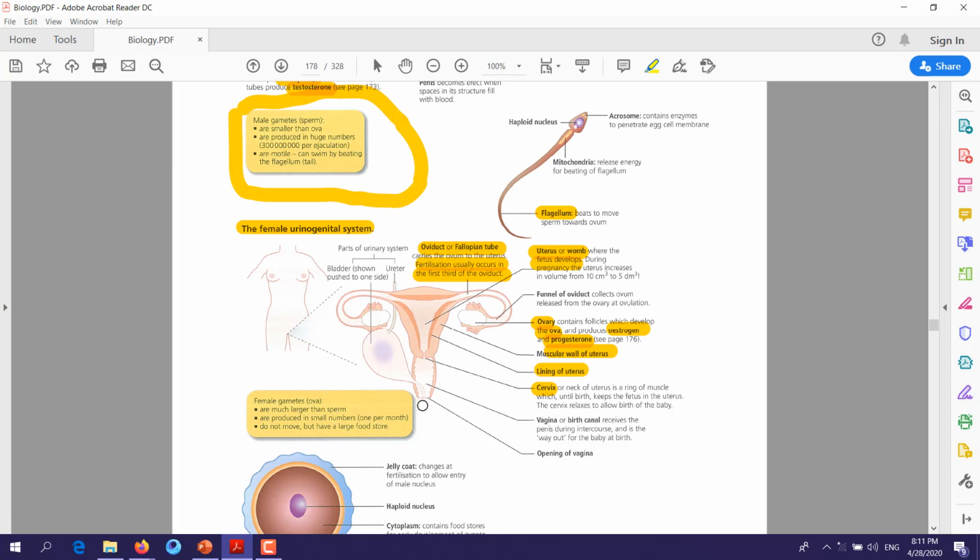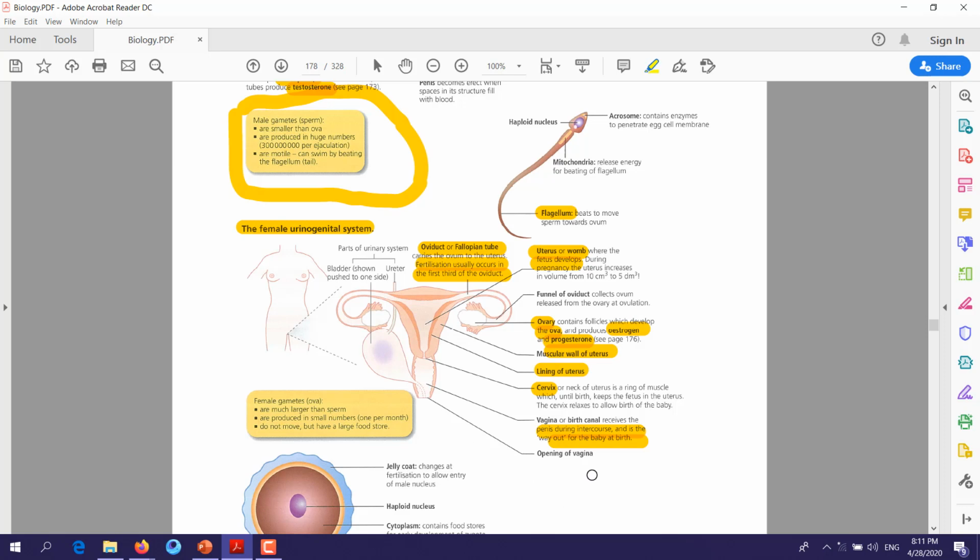We say the function of the male reproductive system is to deliver the sperms into the female reproductive system. So how will it happen? It will happen through the penis, which should pass through the vagina. So the vagina receives the penis during intercourse and is the way out for the baby at birth.